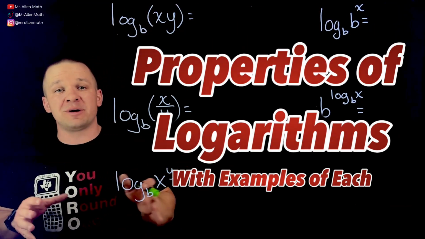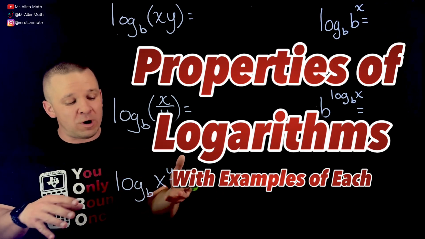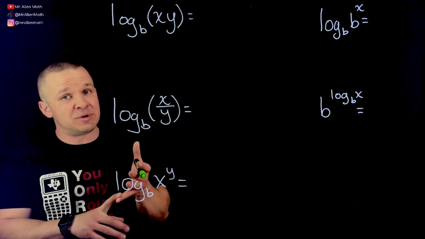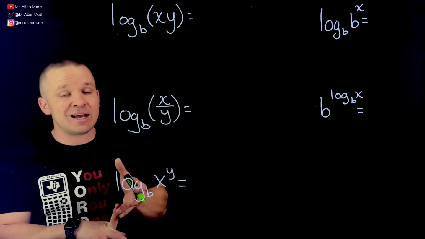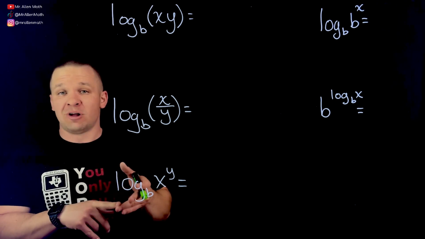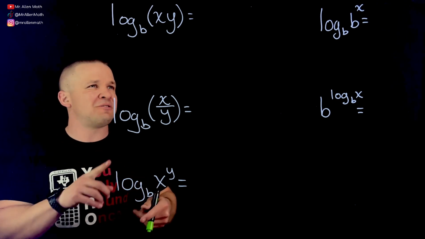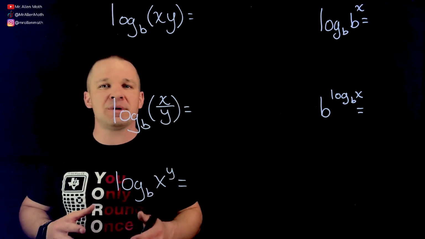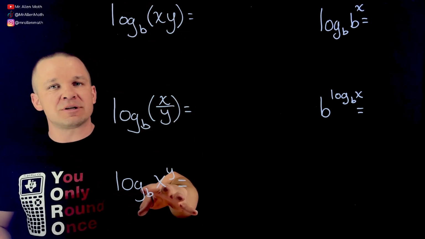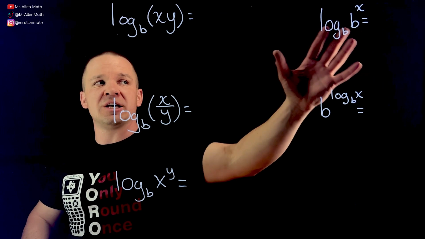You're going to be using these properties throughout your entire logarithms unit, whether you're expanding or writing as a sum and difference of logarithms, condensing, aka writing as a single logarithm, solving logs, evaluating, all sorts of stuff. So we have to commit these to memory. The three main ones are right here, and then a couple of special case ones that I wanted to throw into this video as well.